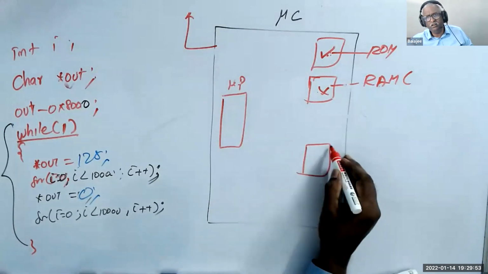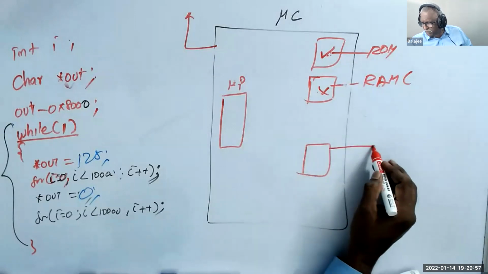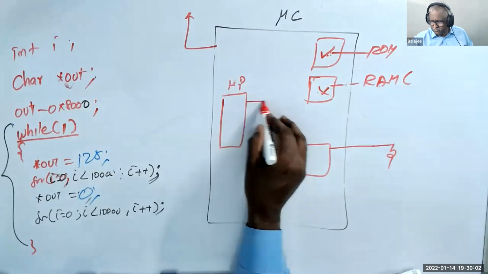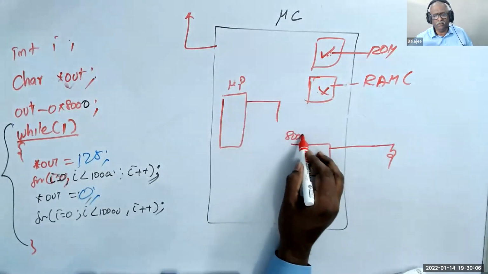Now this output, see here, this output. Now I connected a bulb. Now what I have done here is, in this case the address is 8000. That's what this is.